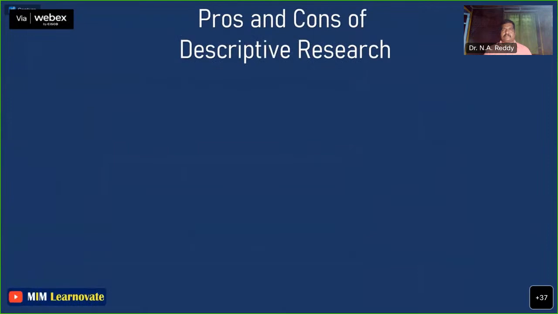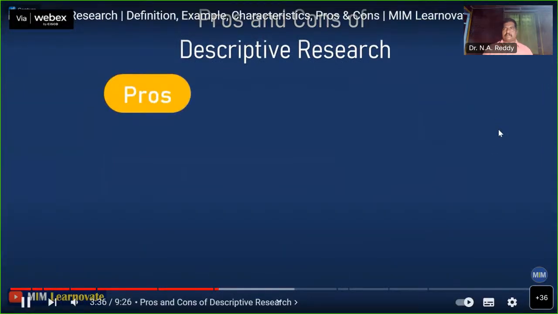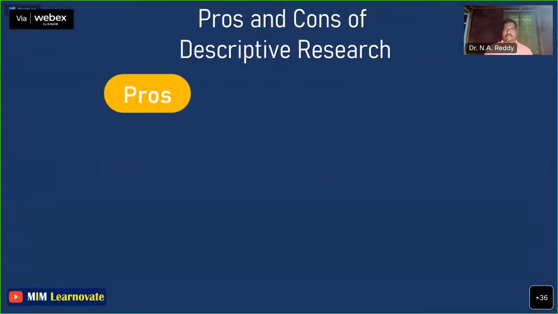Pros and cons of descriptive research. Let's first look at the pros of descriptive research. Multiple methods of data collection. In the descriptive method of research, many different methods of data collection can be used, including the case study method, observational method, and the survey method.